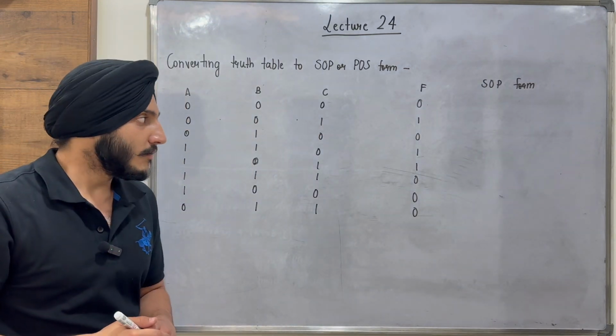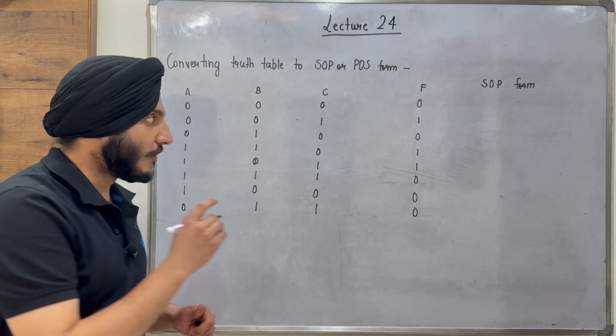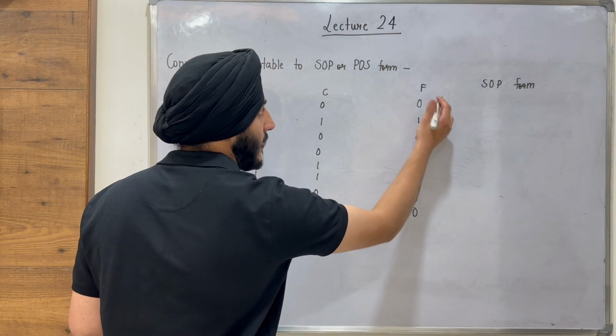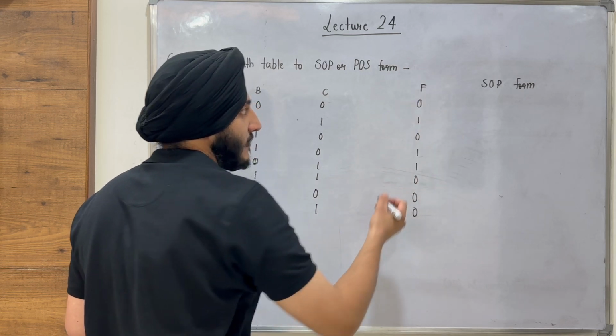There are a few steps to it. I'll tell you the steps in detail. The first step is I need to take a look at all the points where the function results in a 1, where the final equation results in 1.